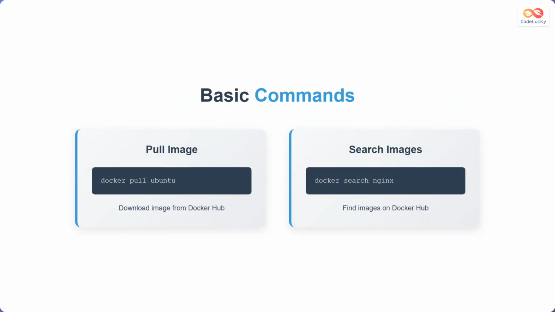Let's look at some basic commands to interact with Docker Hub. To download an image from Docker Hub, you can use the command docker pull followed by the image name. For example, docker pull ubuntu will download the Ubuntu image. To find images on Docker Hub, you can use the command docker search followed by the search term. For example, docker search nginx will find images related to the Nginx web server.